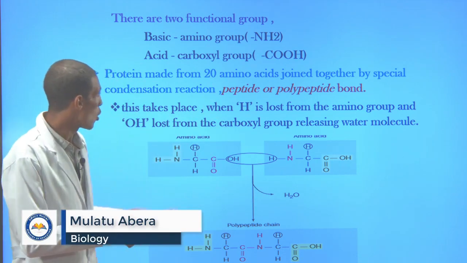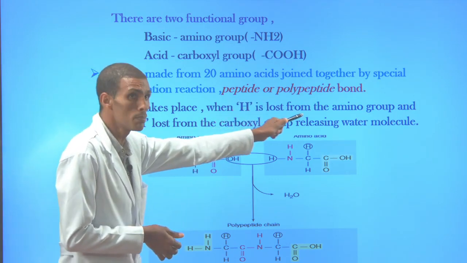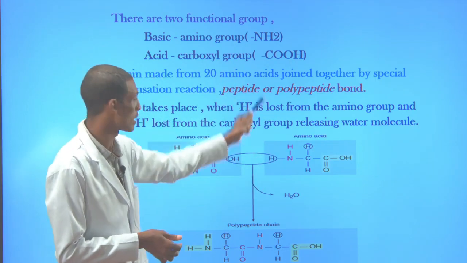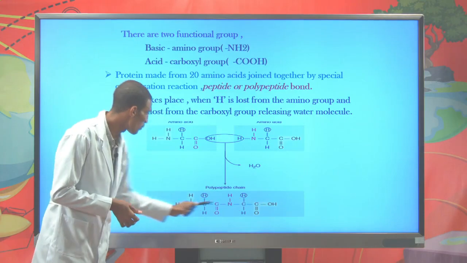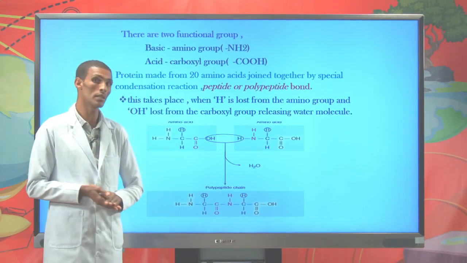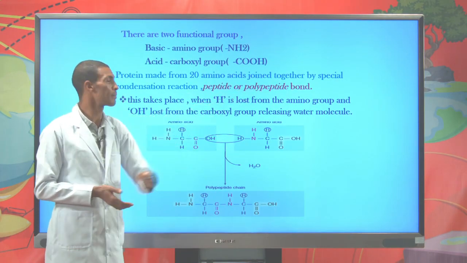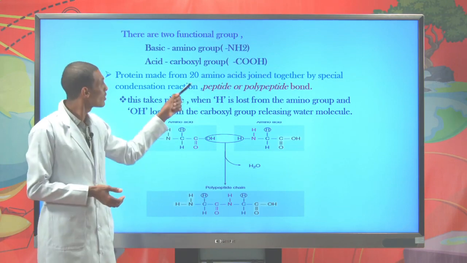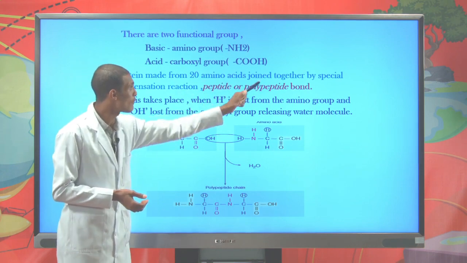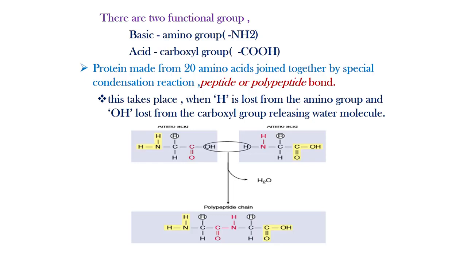This takes place when a hydrogen atom is lost from the amine group here, and an OH group is lost from the carboxyl group, releasing water in forming the amino acid chain. When so many amino acids are joined together by peptide bonds, they can form a polypeptide. A union of many peptide bonds containing amino acids forms a polypeptide. So protein is made from 20 amino acids.